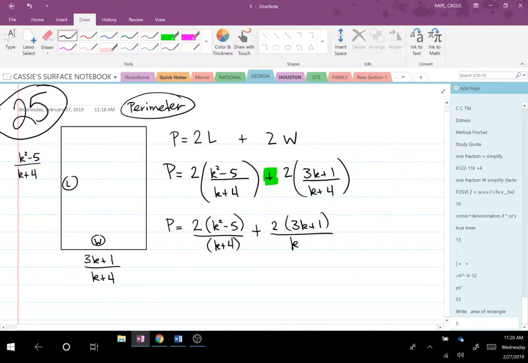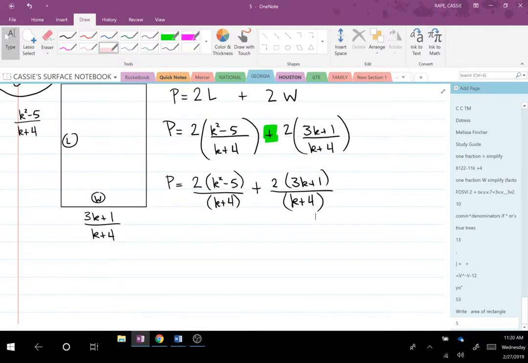The question is, do I have common denominators? So here's how you determine that. This denominator on the left says I have a k plus 4. The denominator on the right says me too. And neither of them has anything that the other doesn't share. The denominators are the same, so that means you have a common denominator. You write it only once. The denominator is k plus 4.